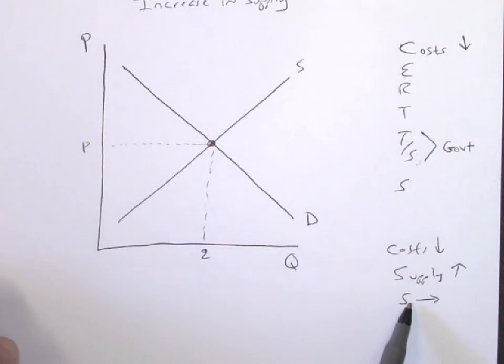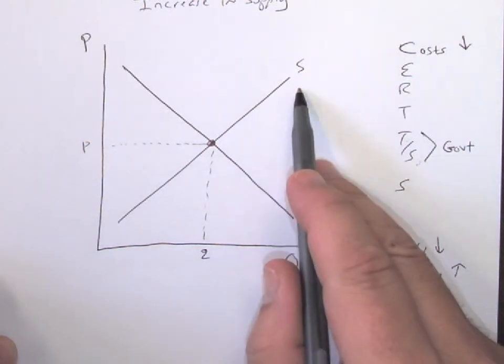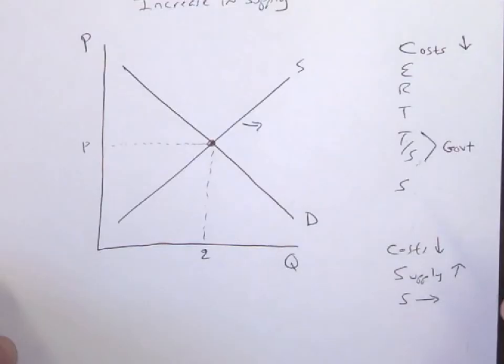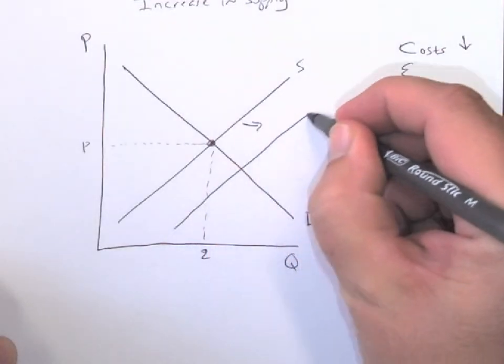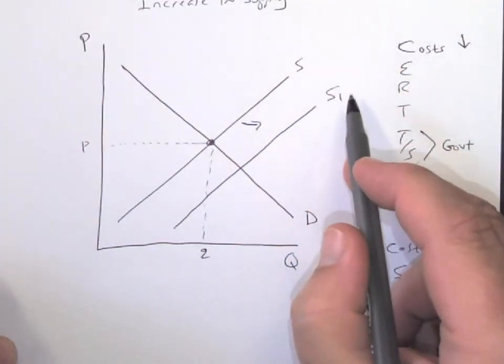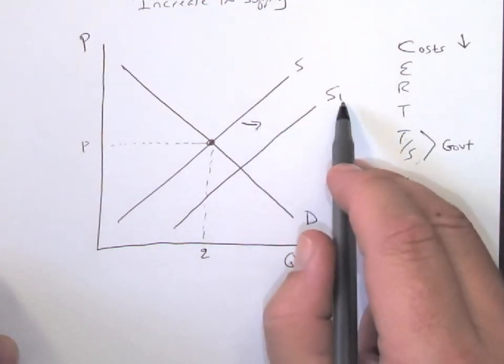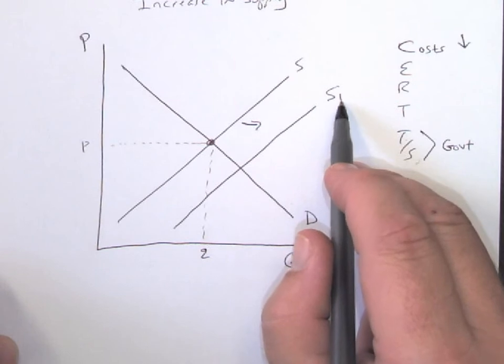So if supply is going to go to the right, that means I'm going to take my S, my supply curve, and I'm going to shift it to the right. Now, if I shift it to the right, that means I need to draw a new one. So we go from S to S1. Remember to label your arrows, or you get it wrong if you don't have arrows. So S1 is our new amount of supply. We have more of it.